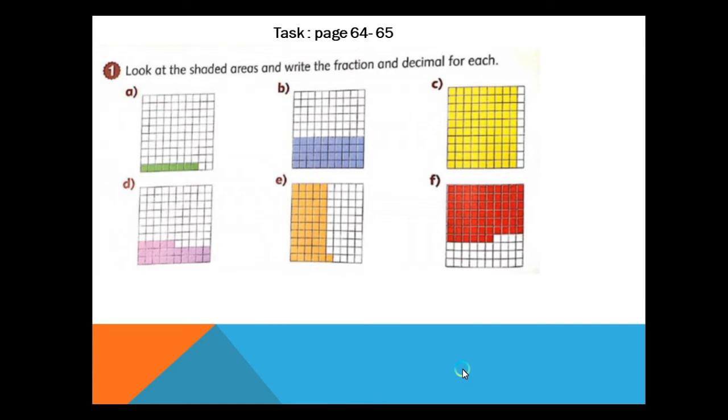So here are the tasks that we're going to do for today. We're going to look at the shaded area and write the fractions and decimal for each. Now here is an example: 1, 2, 3, 4, 5, 6, 7, 8. So this is 8/100. Now when you want to write 8/100, you write 0.08. Here you count the number of shaded parts, you write the fraction, and you write the decimal.